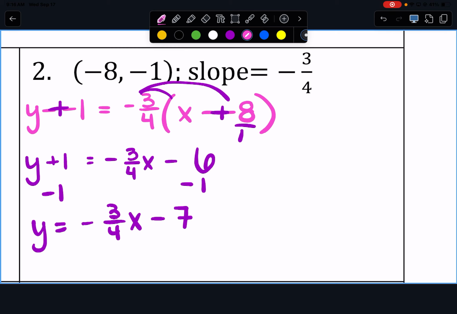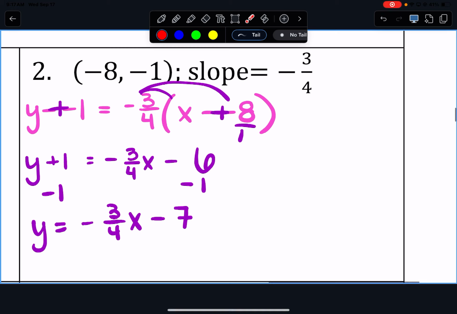All right, what did y'all get for number 2? Y equals negative 3/4 x minus 7 is correct. So let's look at that. When we distribute negative 3/4 to 8, a negative and a negative make a positive 8. So we're going to multiply positive and negative, which makes it negative. 3 times 8 is 24, divided by 4 gives us 6. And then we have negative 6 minus 1, which gives us negative 7.